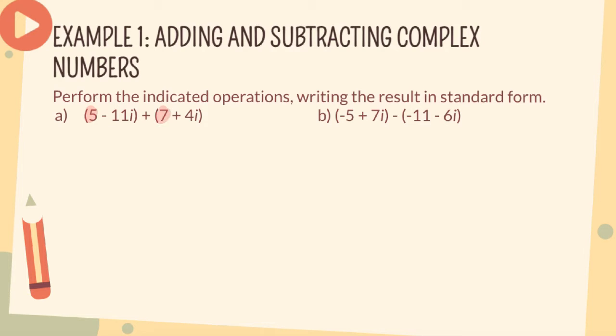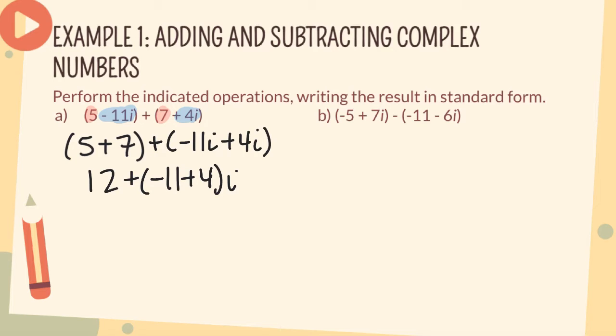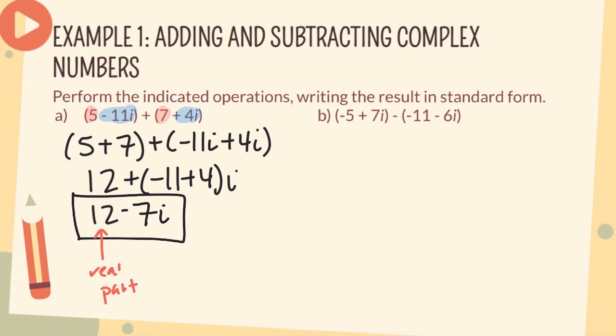We need to separate the real part out first to make that 5 plus 7. And now we separate the complex part. So from here we can simplify even further, and we can bring down the 12. Negative 11 plus 4 is negative 7, and then bring down the i. And here we have our solution, and this is the real part, and then this is the imaginary part.